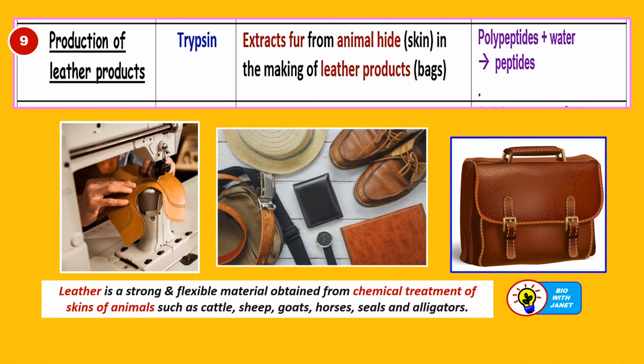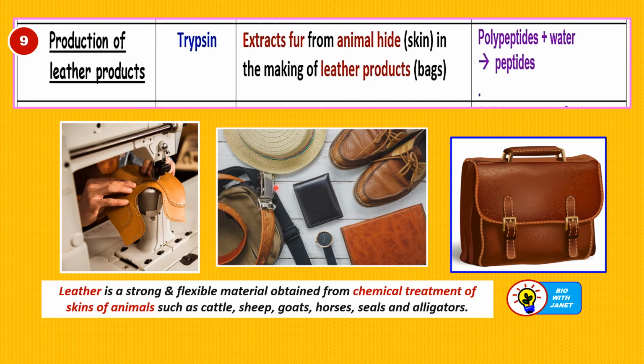Next, in the production of leather products. So trypsin is used to extract fur from animal hide or skin in the making of leather products, such as leather shoes, belts, wallets, even leather furniture, like leather chairs, and so forth, right? So leather is actually a strong and flexible material obtained from the chemical treatment of skins of animals such as cattle, sheep, goats, horses, seals, and alligators.